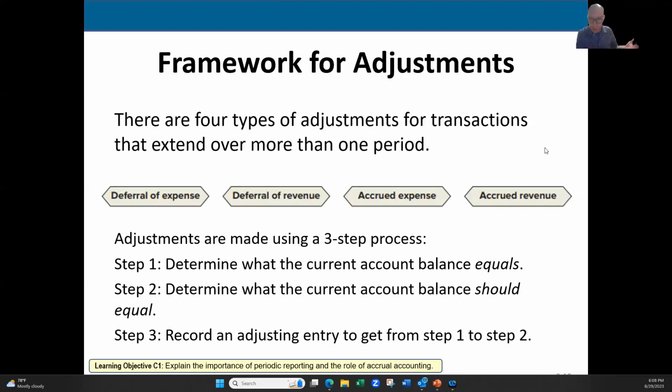So how do we, Dr. B, you talked about these adjusting entries. How do they work? I mean, what kind of entries are we talking about here? Okay. There are 4 types of adjustments that we need to make based off of transactions and events that extend over more than one accounting period. Here's what I mean by that.